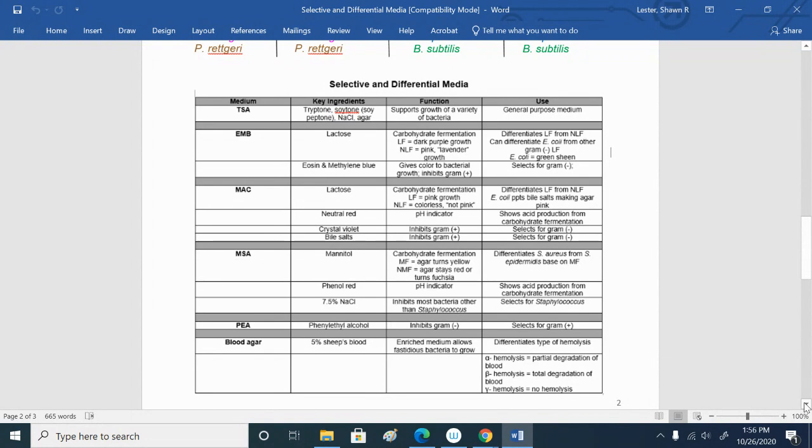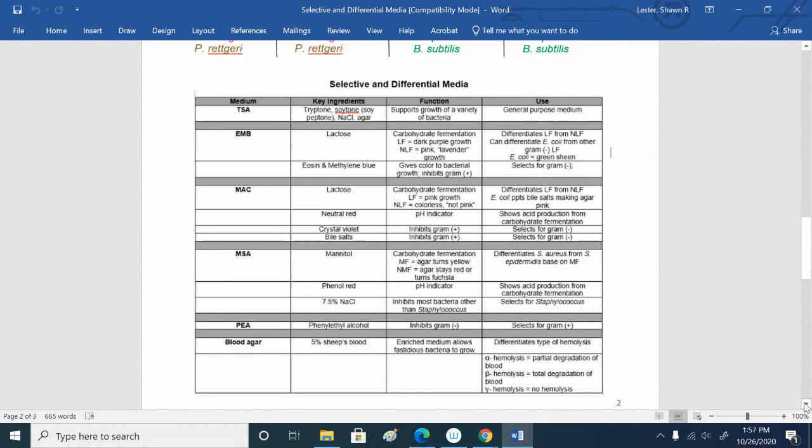For MSA, the mannitol salt agar, mannitol is one of the key ingredients that allows us to differentiate mannitol fermentation. We have phenol red, which is a pH indicator, which turns yellow with acid, because when carbohydrates like mannitol are fermented, acid gets produced. The agar turns yellow here because the acid diffuses into the agar. The salt, 7.5% sodium chloride, inhibits a variety of bacteria, but not Staphylococcus. And as I said, we only ever use MSA to grow Staphylococcus.